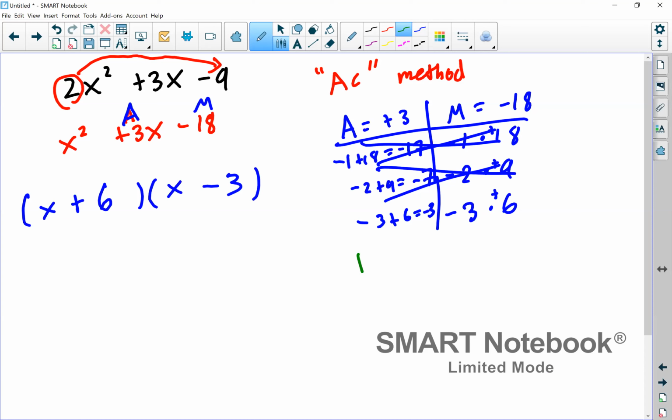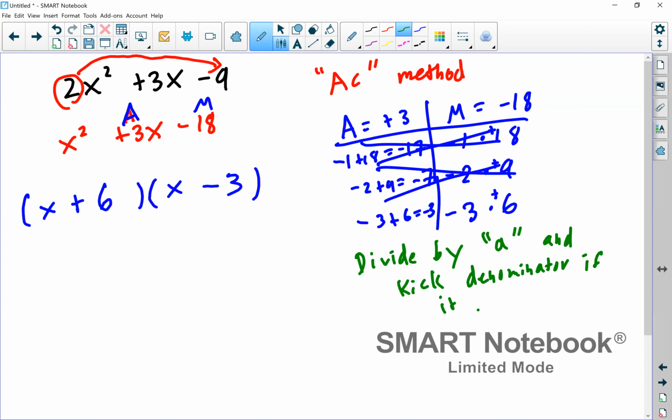Last step, divide by the a, and kick the denominator if it doesn't reduce. So divide the 6 by, not 2, by 3. Dividing the 6 by a 2, and dividing the negative 3 by a 2. 6 divided by 2 is 3, so x plus 3.